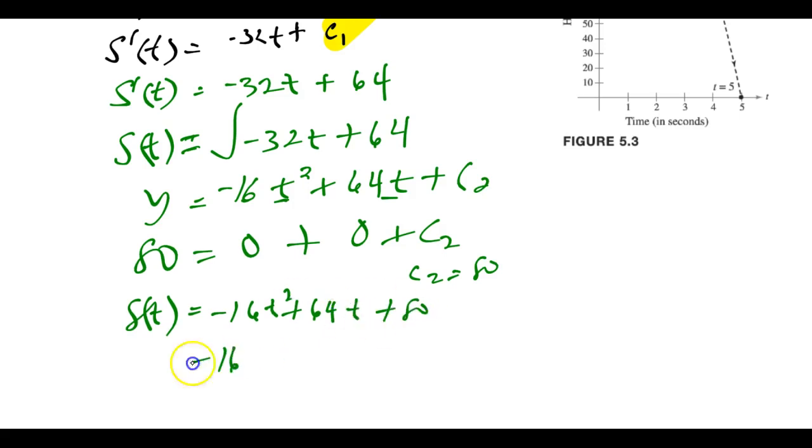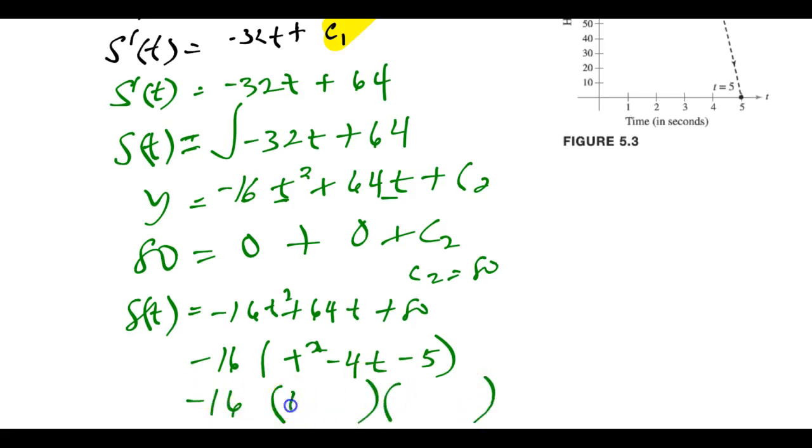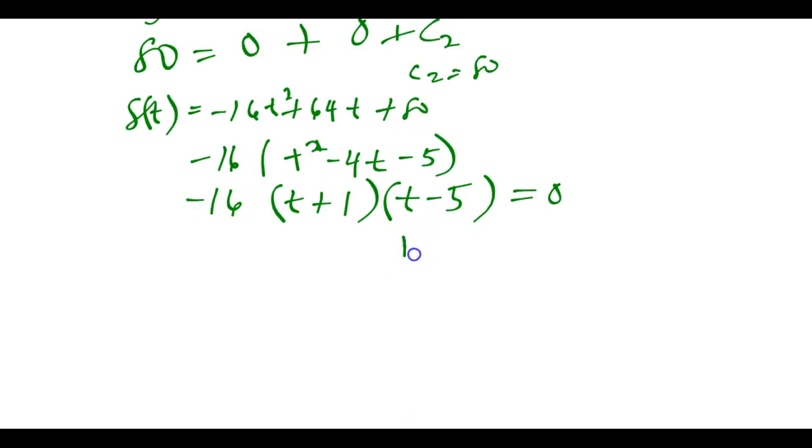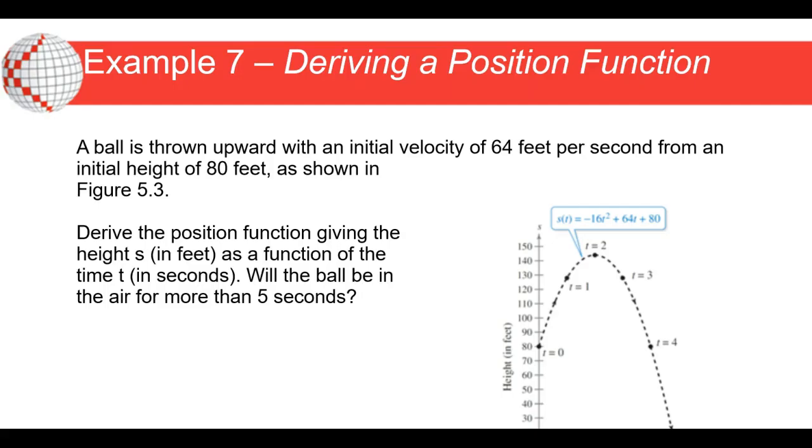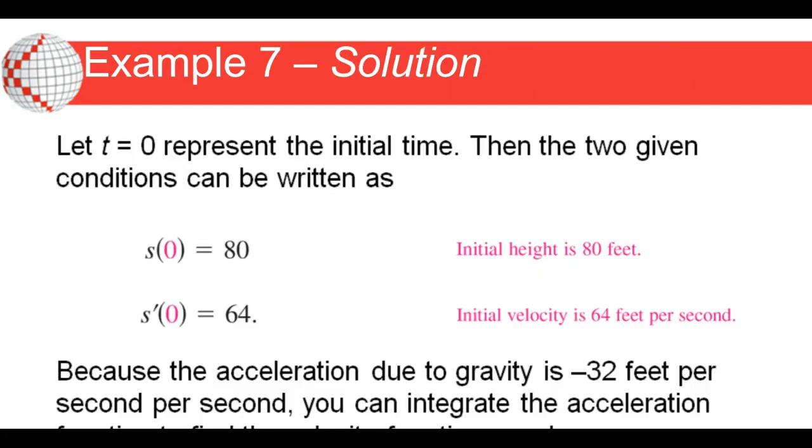I can factor out a negative 16 from that. t squared minus 4t minus 5, and I think I can factor that. t plus 1, t minus 5, set that equal to 0, and find out that time has to be 5, because it doesn't make sense for it to be negative 1. So the ball's in the air for 5 seconds. Let's see what the author has to say about this.